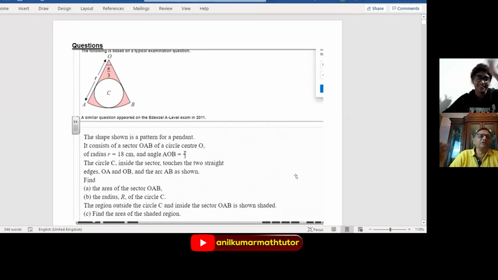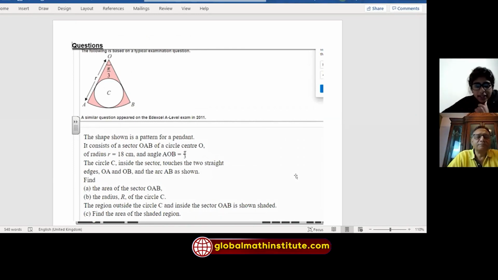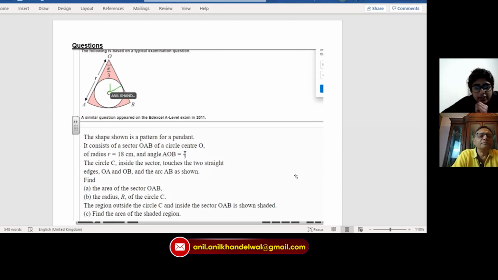Okay, that's fine. So can you please read the question? Yeah. The shape shown is a pattern for a pendant. It consists of a sector OAB of a circle center O, of radius R, which is 18 centimeters, and an angle AOB, which is pi/3. The circle C inside the sector touches the two straight edges, OA and OB, and the arc.